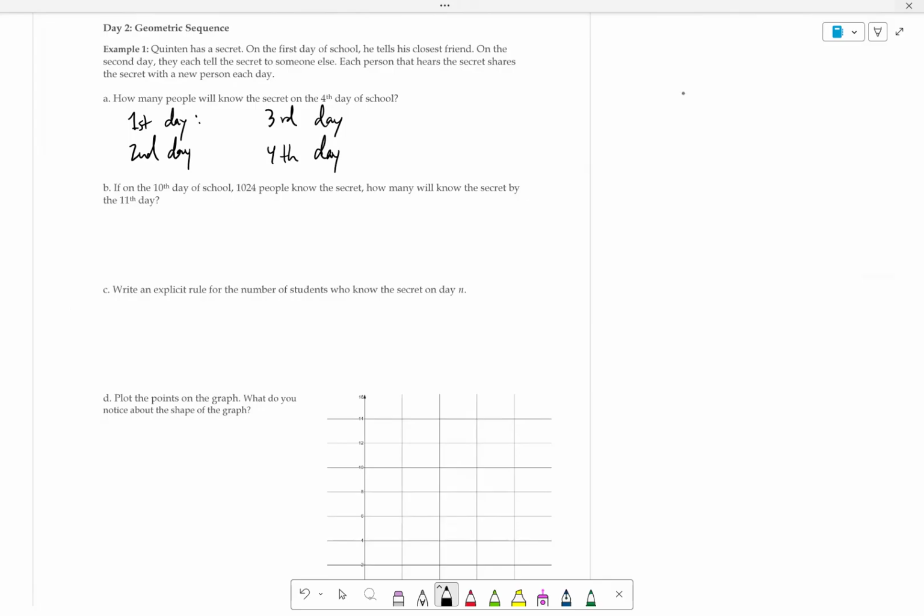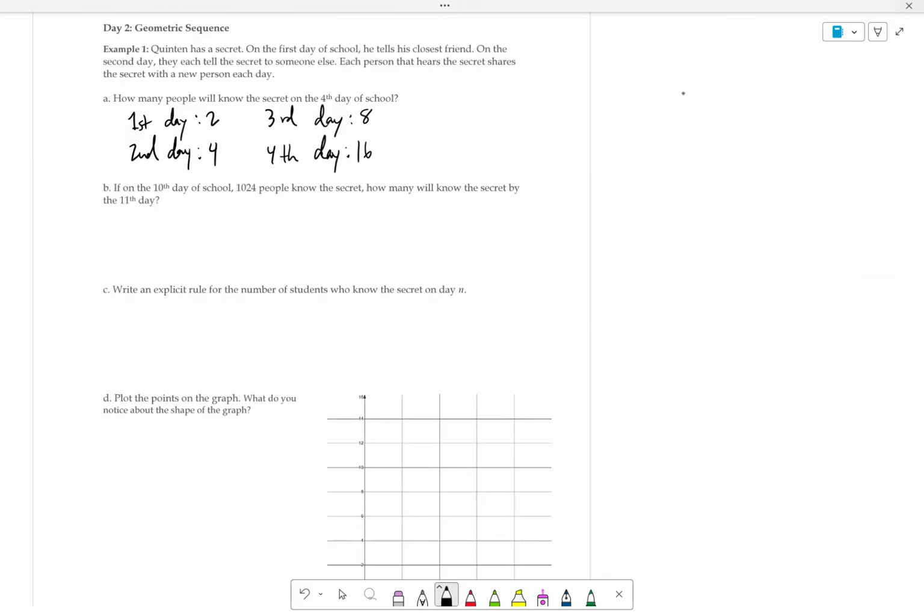Okay. First day, how many people know it? Two. Second day, four. Third day, 8, and then fourth day is, of course, 16. Each person is telling one person, so from day 2 to day 3 the number of people who know it doubles.